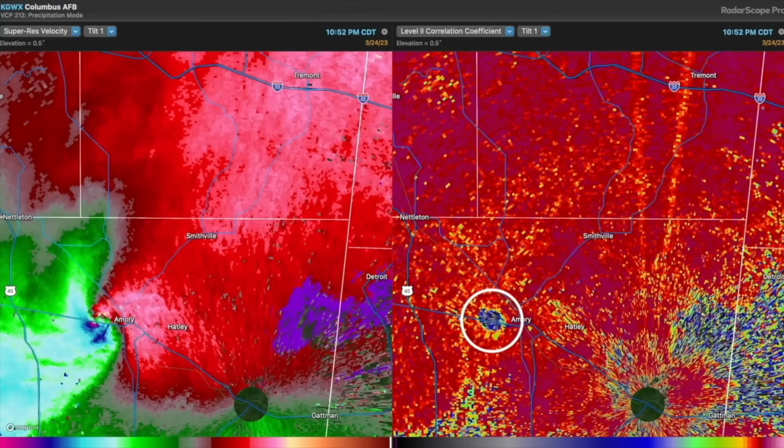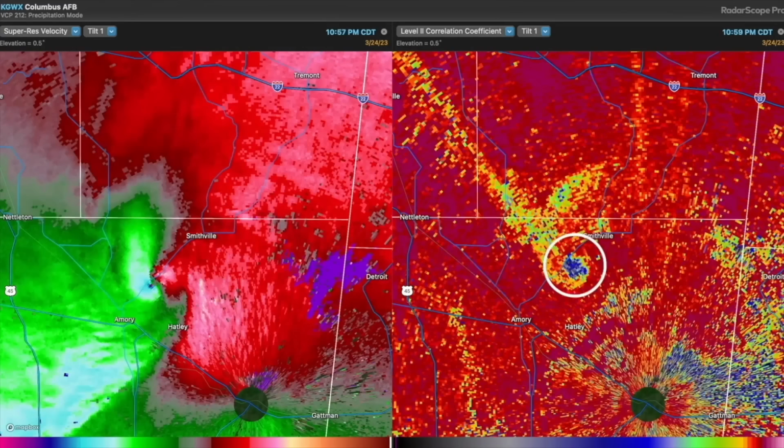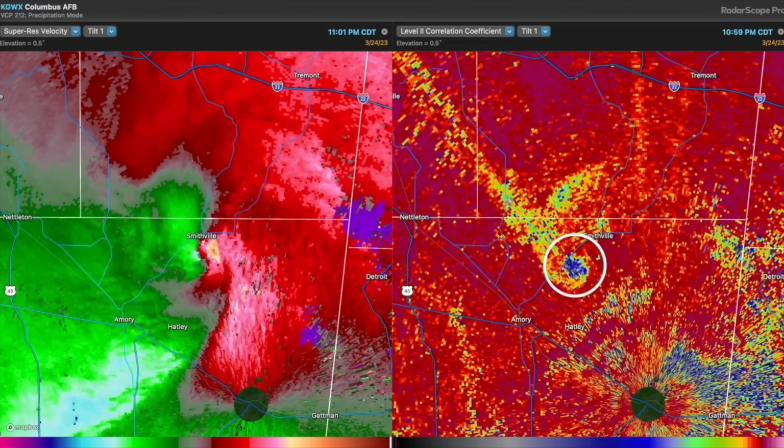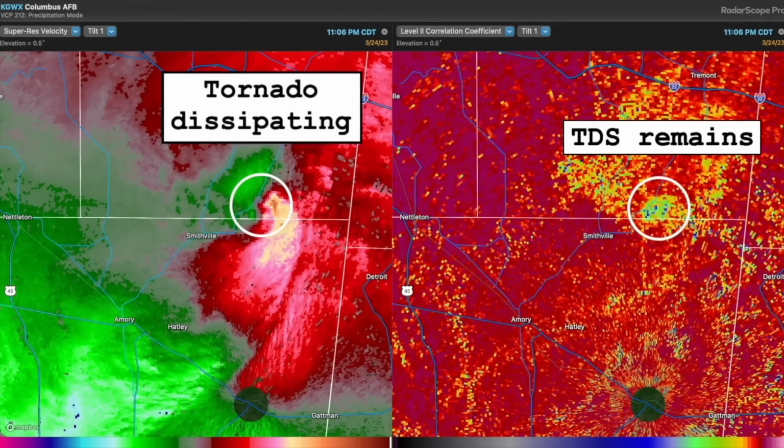TDSs are also persistent features. They will not just show up for one scan and then completely disappear in the next. Lofted debris takes time to fall out of the sky, so even after a tornado has dissipated, a debris signature is often present in correlation coefficient data, albeit less concentrated and intense.